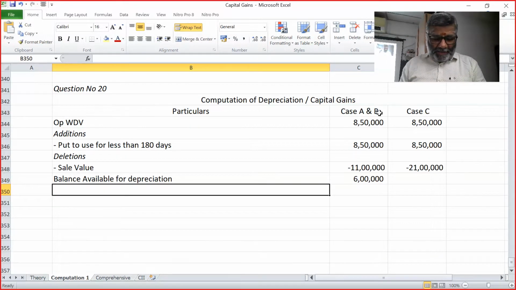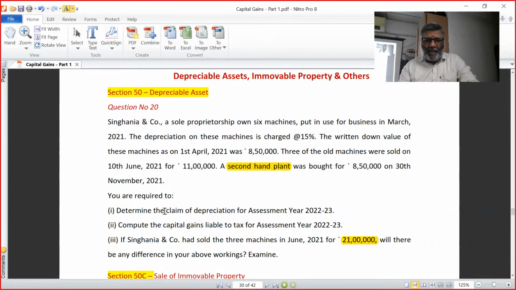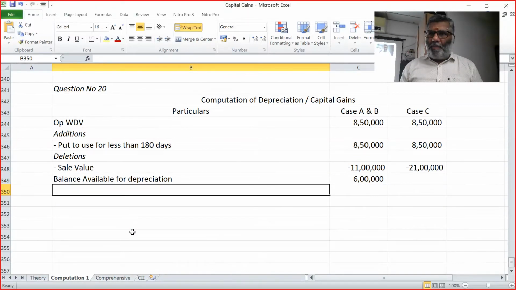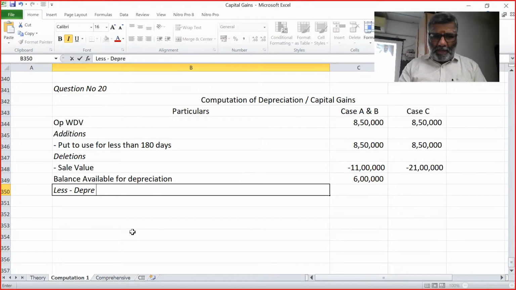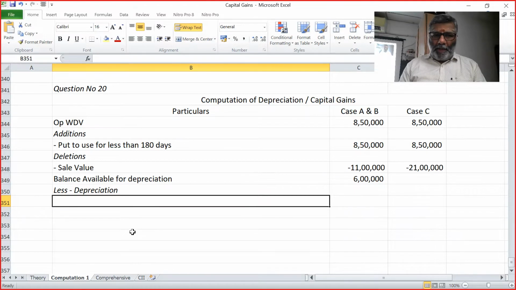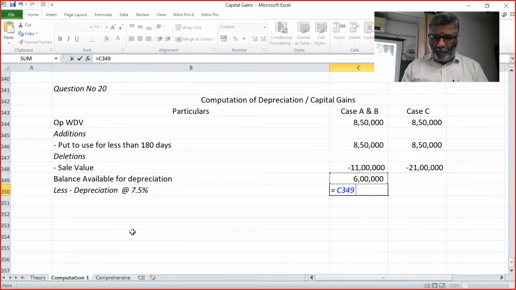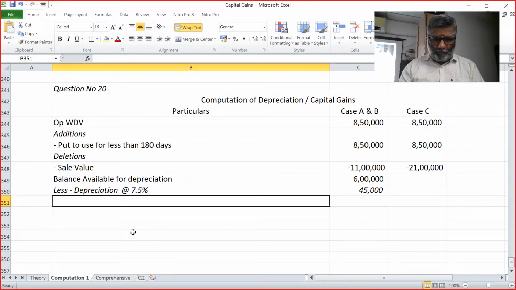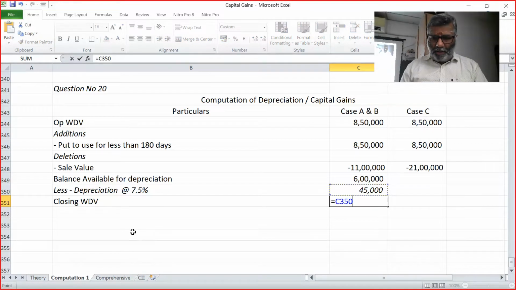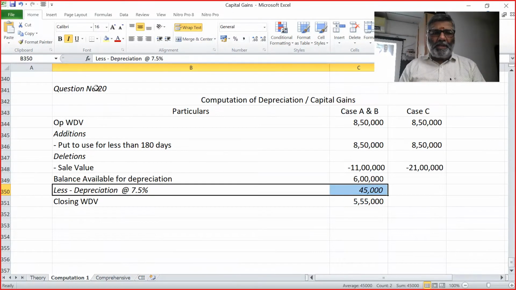Okay. So in case A, where the sale value is only 11 lakh, claim of depreciation will only be there, capital gains will not be there. Capital gains will arise only if the block ceases to exist. Here the block is still there, so capital gain will not be there. Balance available for depreciation, less depreciation. We all know it is 6 lakhs at 7.5% because it is less than 180 days. Closing WDV is... so in this case there will not be any capital gain, since the block is there.